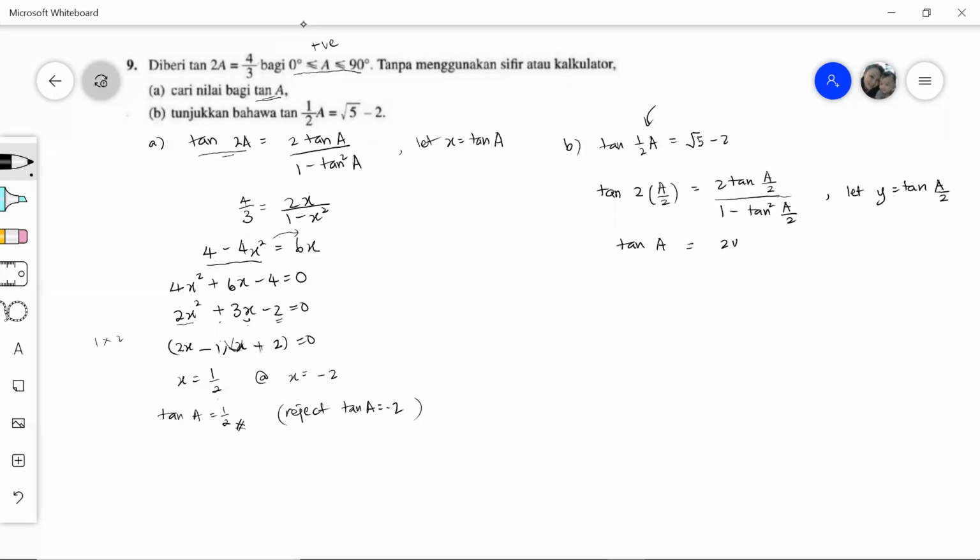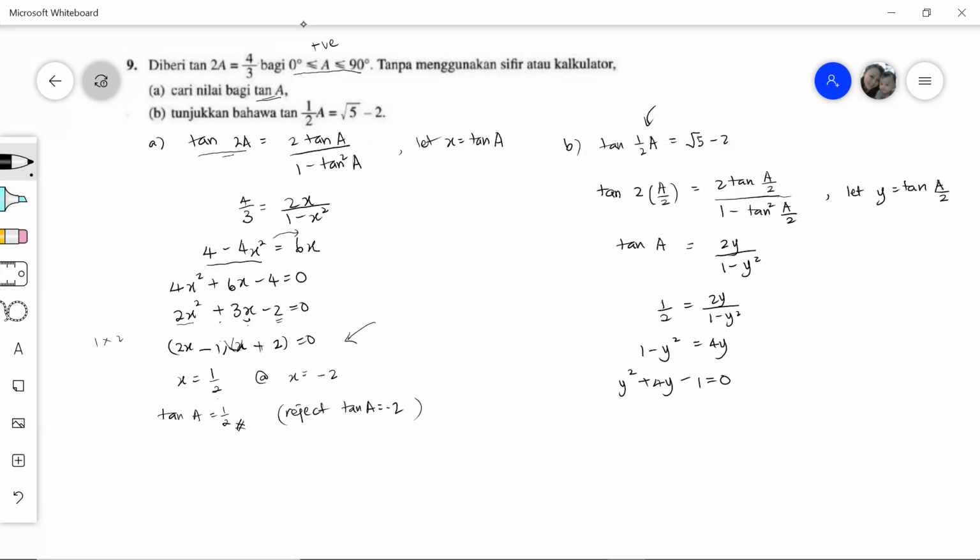So we will have 2y over 1 minus y squared. And tangent A we just found in part A, which is half. So let's put in half equals 2y over 1 minus y squared. Rearrange like what we did just now. So 1 minus y squared equals 4y. Then we will have y squared plus 4y minus 1 equals 0. For this one, we know that it's impossible to use factorization like this, so we have to apply the formula.